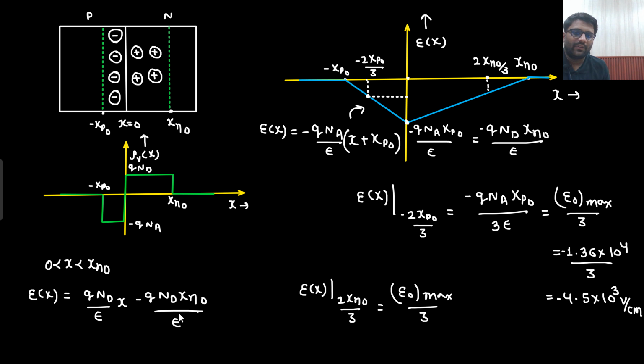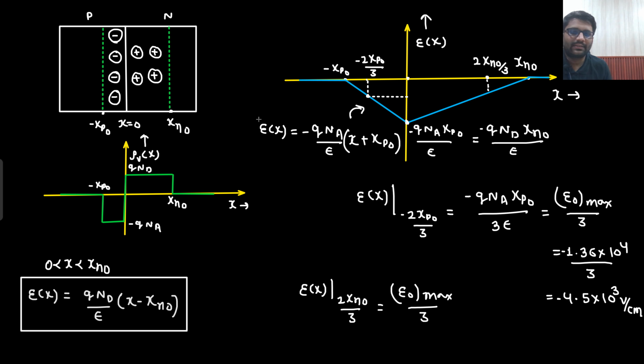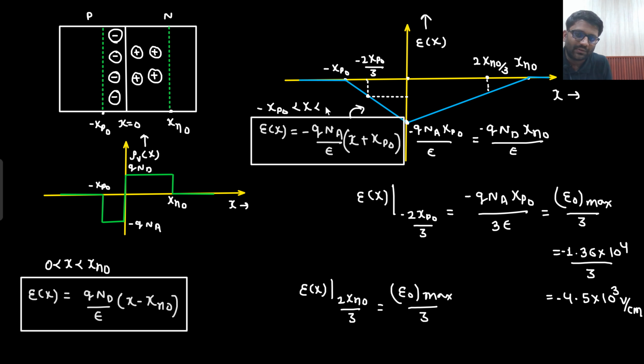So this kind of expression I will be getting, and what I can do is take qNd by epsilon common, and this is the expression I will be getting. This will be the expression of electric field. It's your mathematics. Here this was the expression of electric field. This was between 0 to xn naught, and this was between minus xp naught to 0.